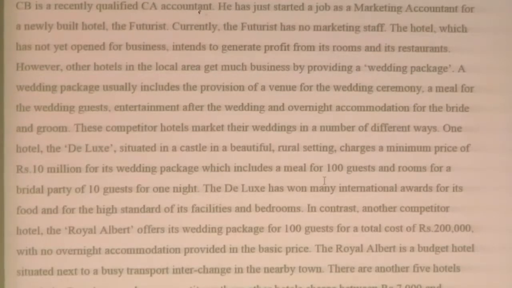Now it says the hotel which has not yet opened for business intends to generate profits from its rooms and its restaurants. However, the hotels in the local area get much business by providing a wedding package. Okay. So currently they get the money from the rooms and the restaurants that they have. Very clear. It can be a buffet, it can be a la carte, it can be anything. However, other hotels in the local area get much business by providing a wedding package. So it's a wedding package.